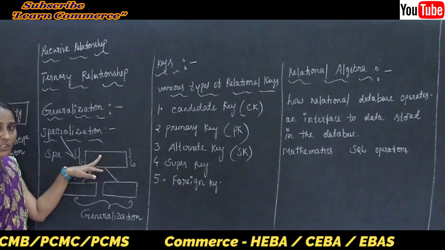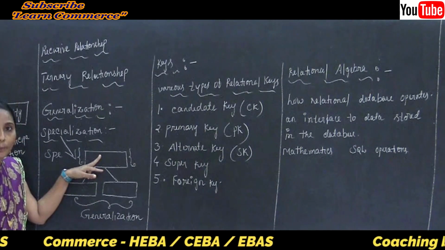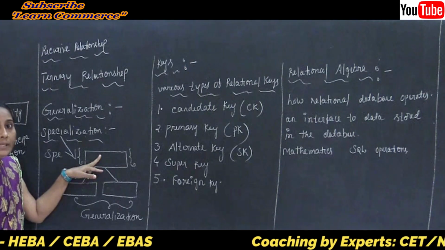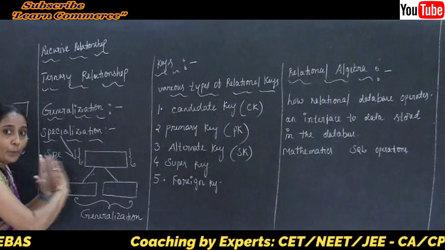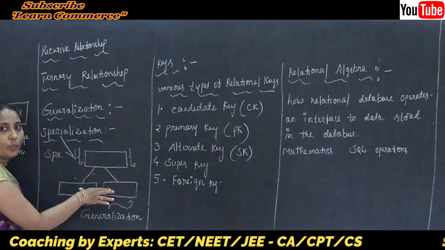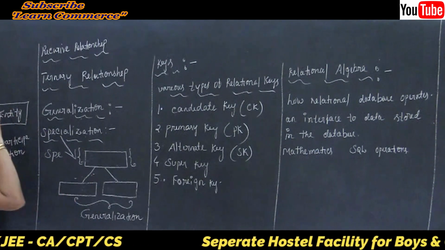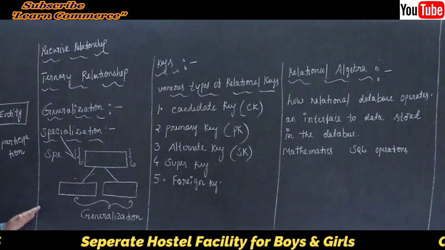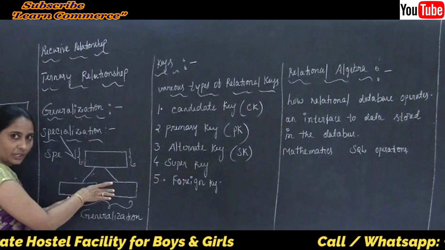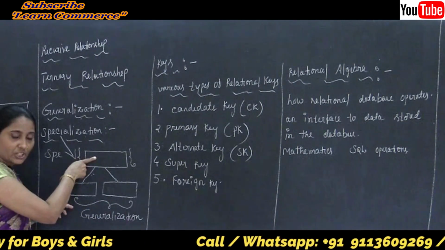Because specialization is a top down approach in which one higher level entity can be broken down into two lower level entities. Okay, clear this point here. What about specialization and generalization? So we can say that this one is the generalization and this one is the specialization.